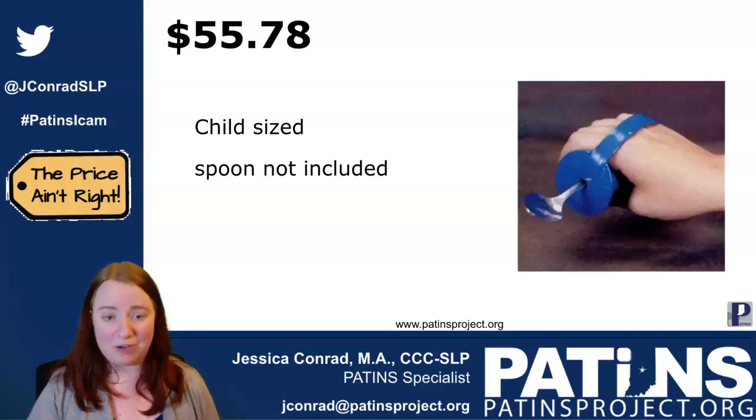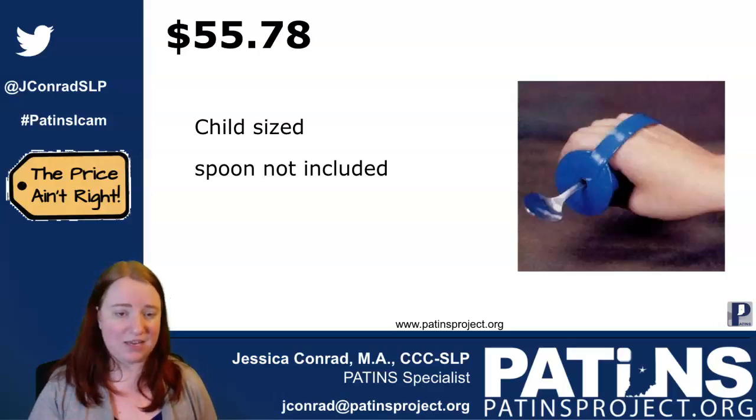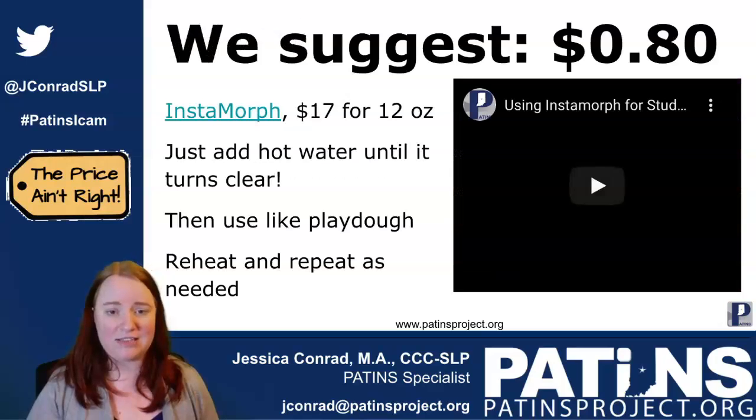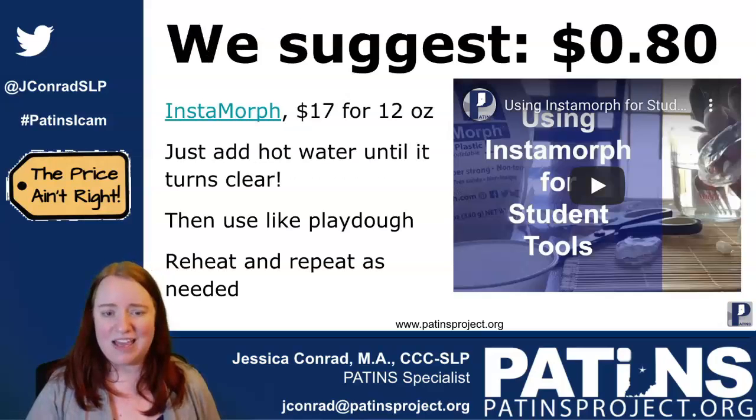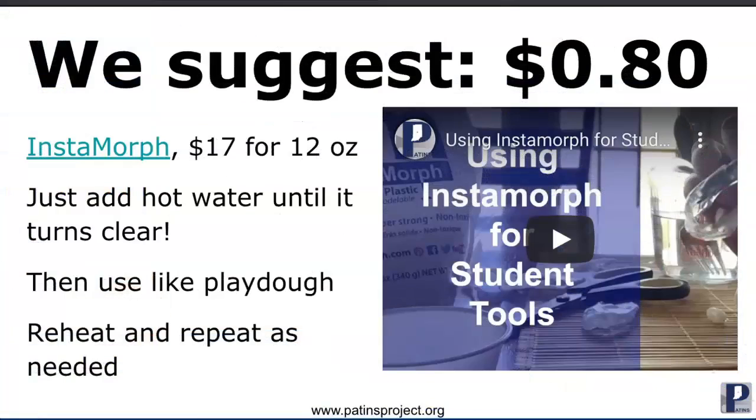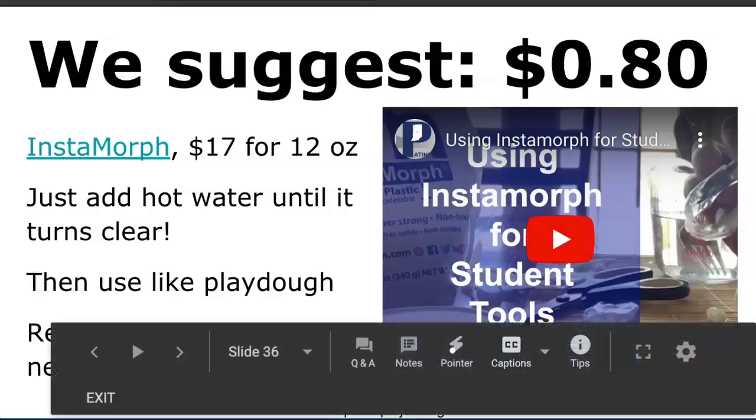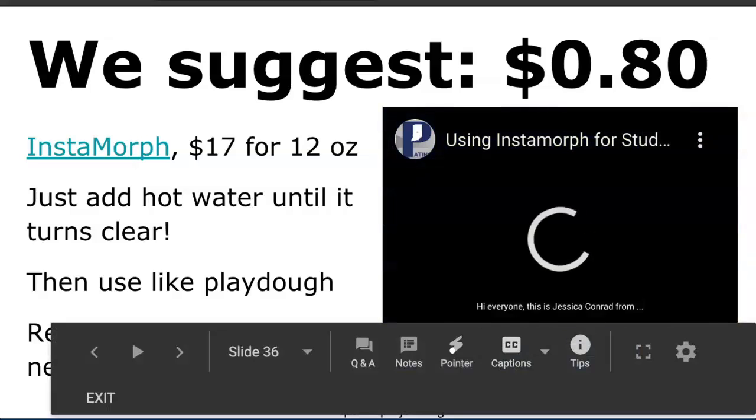One option out there that's worth considering as you're thinking about all these adaptive holders is something called Instamorph. Instamorph is fairly inexpensive. A bag of it is about $17 for about 12 ounces, and it kind of looks like rice. I'm not going to play this entire video.